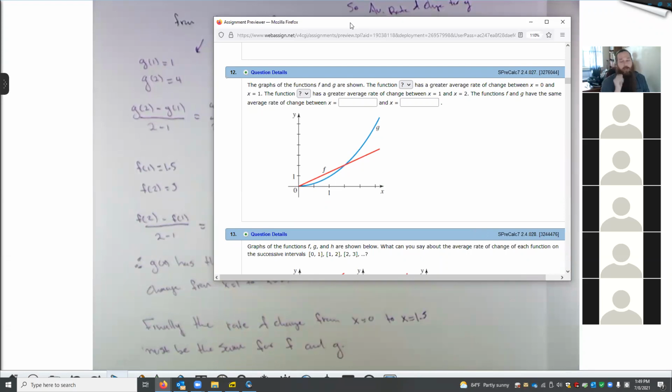Now, since g's rate of change is always getting bigger and bigger, there actually couldn't be another interval over which they have the same rate of change. F's rate of change is bigger until you get to 1.5, and then g's rate of change is bigger everywhere thereafter. So that's not only a solution, it's the unique solution, and that's kind of a cool thing too.